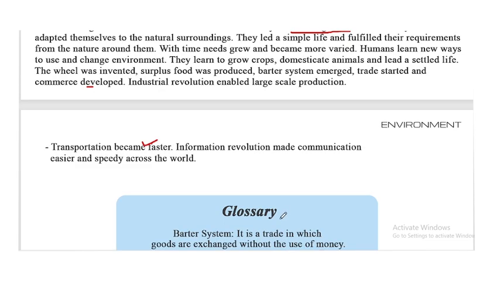Now, look at this glossary. What is the barter system? It is a trade in which goods are exchanged without the use of money. So the money is not used for the exchange of goods. This system is called the barter system.